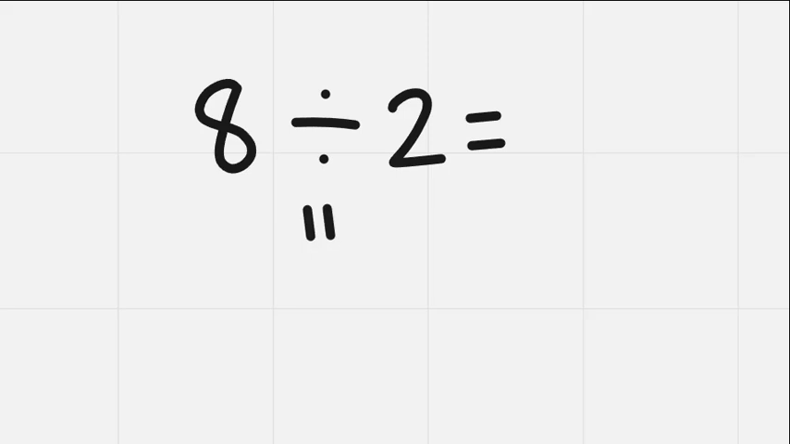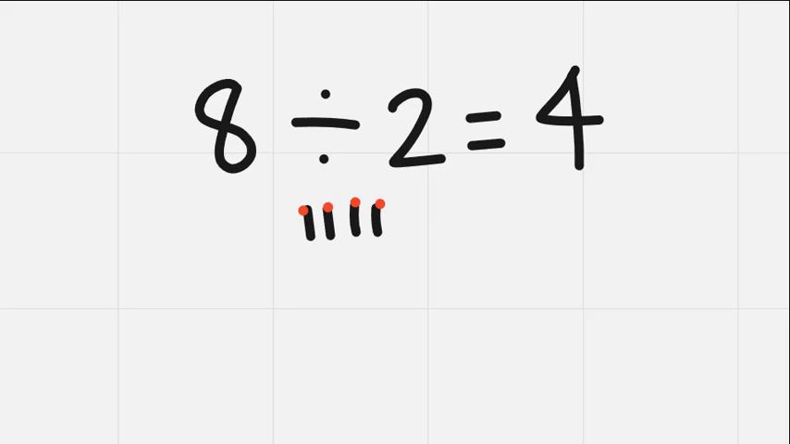If I write this problem, 8 divided by 2 equals, I can count by 2 until I get to 8. 2, 4, 6, 8. That's 1, 2, 3, 4. So 8 divided by 2 equals 4.